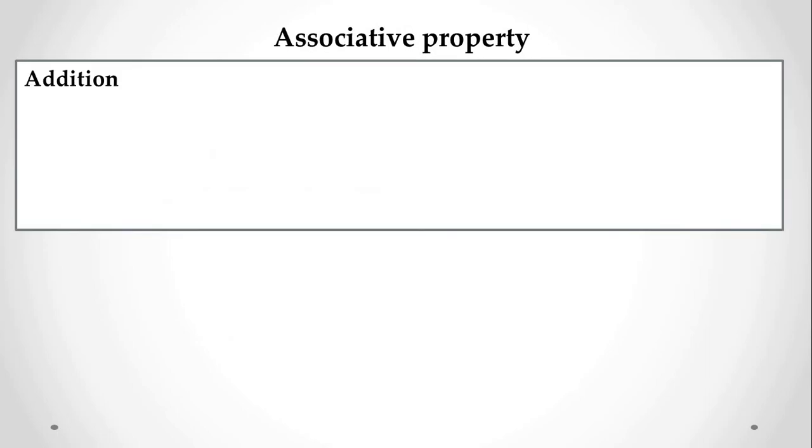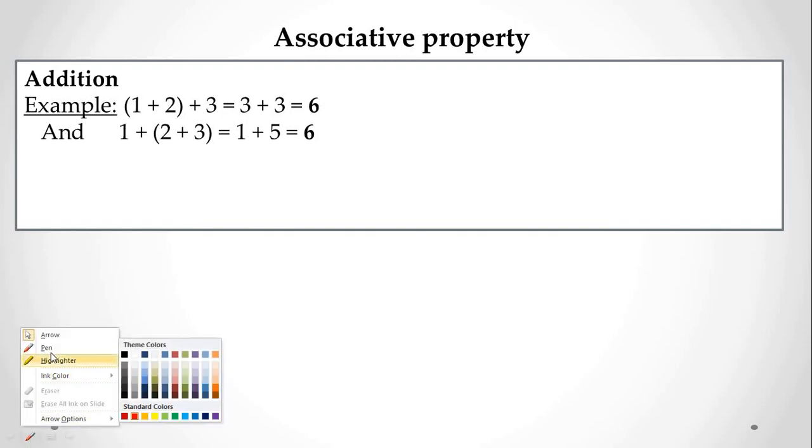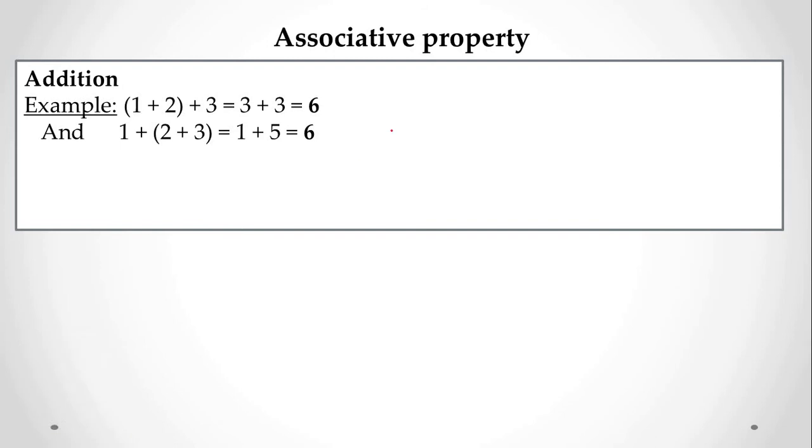Under the associative property we have first addition. In the associative property we generally write A plus B plus C. So what happens, friends, if I group A and B here, and you can also change their grouping, like B plus C.